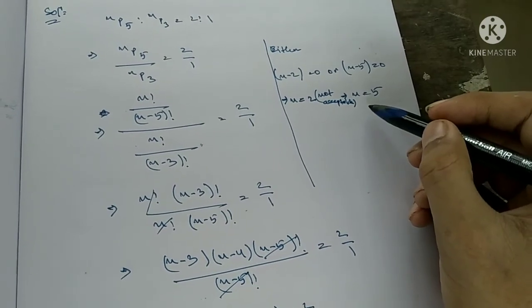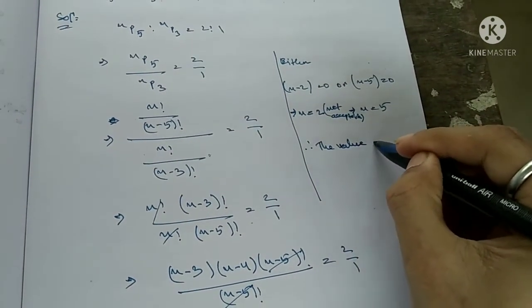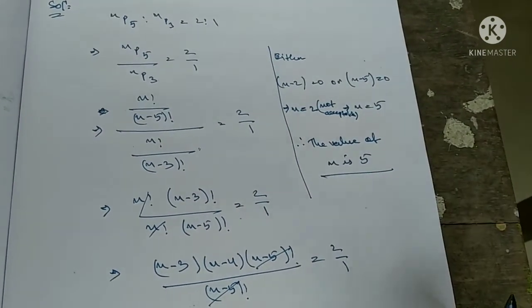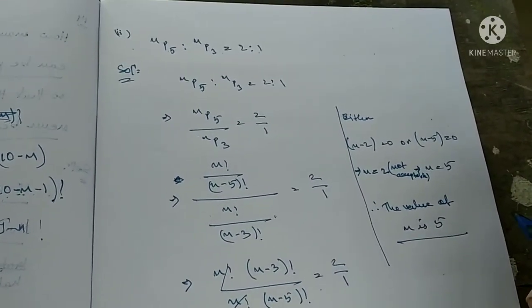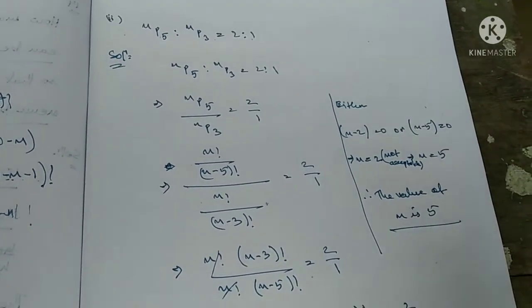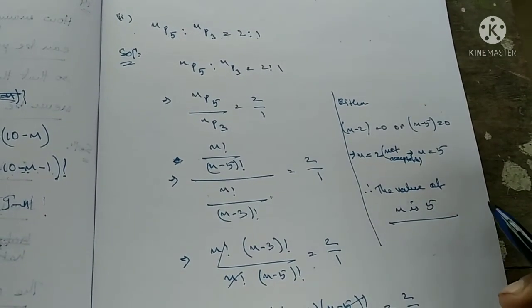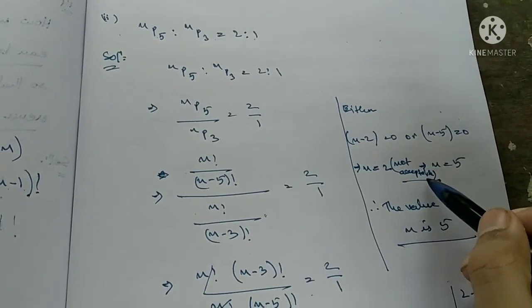Understand? Okay, so therefore the value of n is 5. 5 is the answer. n equals 2 will not be acceptable. Okay, n equals 5 is the answer. n equals 2 is not acceptable.